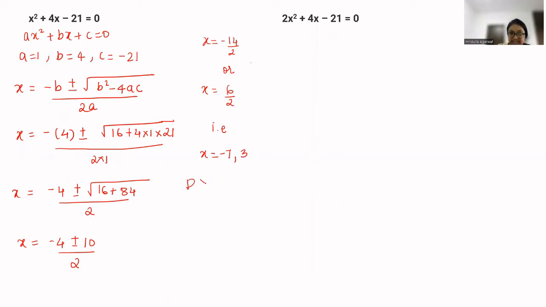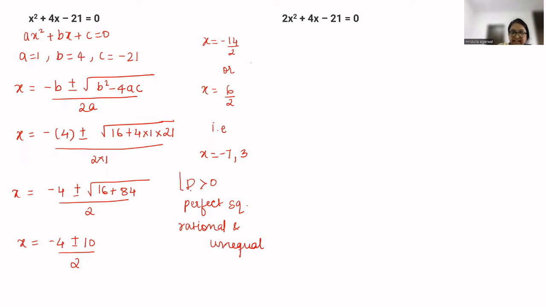So as you can see, the discriminant is greater than 0. It is a perfect square. So what we have over here are rational roots as well as unequal roots.